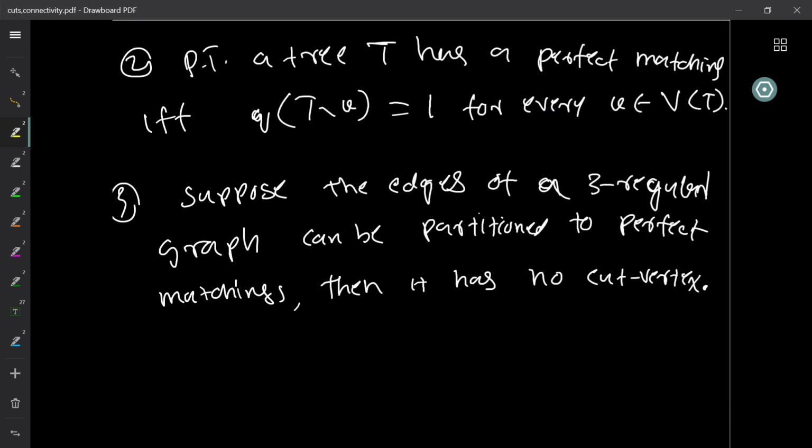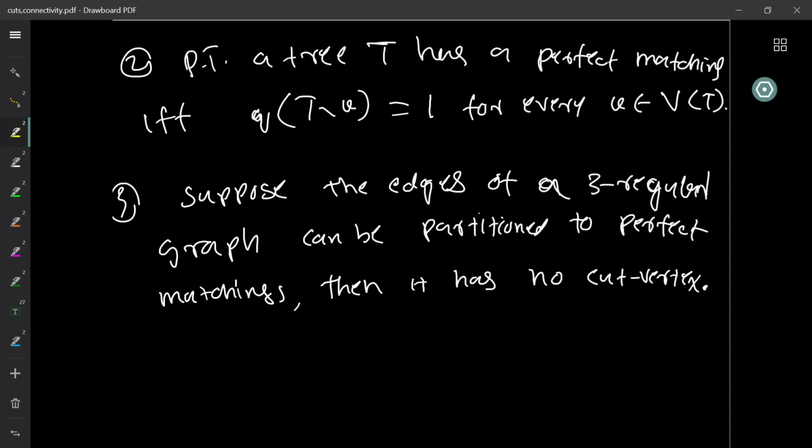Second question is to prove that a tree T has a perfect matching if and only if for every vertex v in the tree, q(T minus v) is equal to 1. The number of odd components in T minus v is 1. If that is true, then the tree has a perfect matching, and only then.